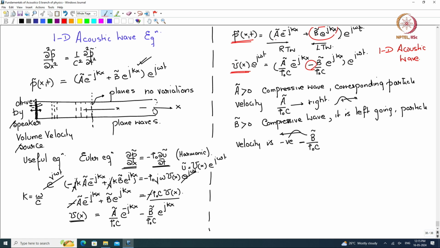And we have to figure out A's and B's based on boundary conditions. Okay, that's the idea. So now let us look at a situation or a system. Here is a system. It's a finite length pipe or a duct. Some people want to call it a duct.